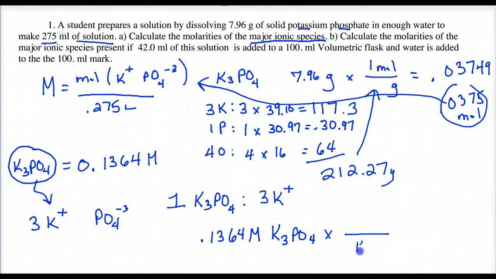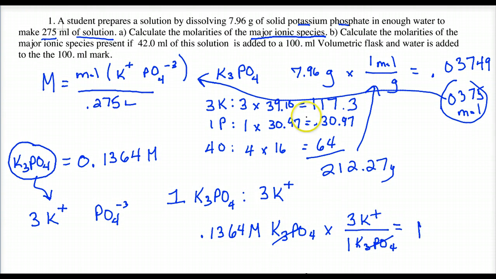And watch what I do here. I'm going to get rid of K3PO4. It goes in the bottom. For every one of these, there's 3 K pluses. And you can see that I'm multiplying it by 3. And what do I get? 0.409. I'm supposed to have at least 3 sig figs, so that looks good to me. Okay, and that's the molarity.